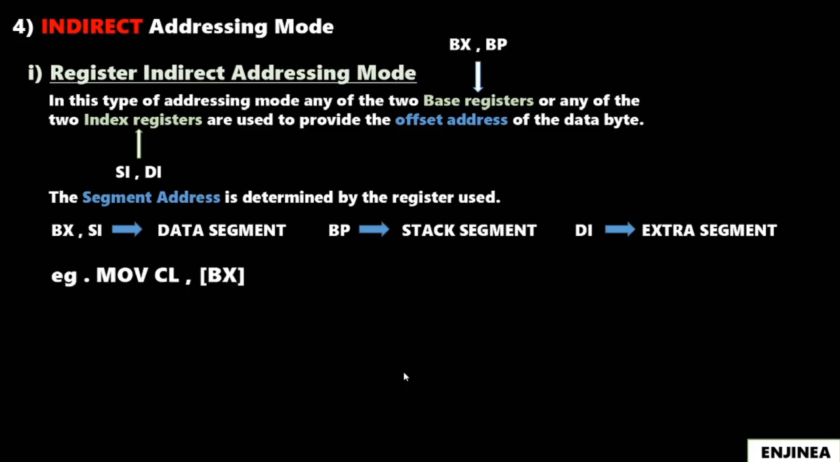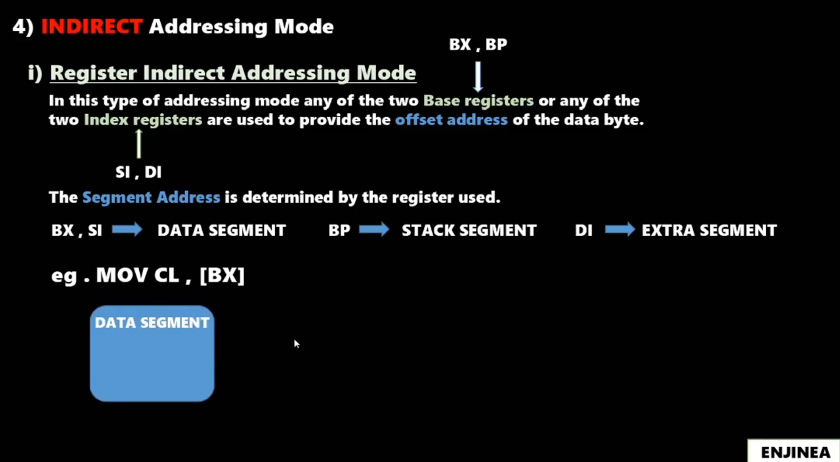Suppose we have MOV CL, [BX]. What does this mean? This BX will point to the data segment. Here we can see BX points to the data segment. So BX will point to the data segment. The BX will have the offset address of a particular location in the data segment.